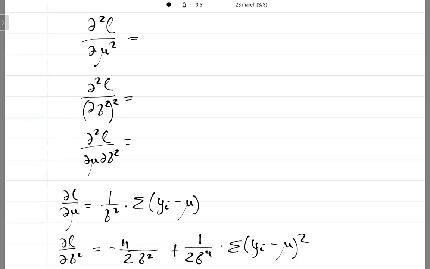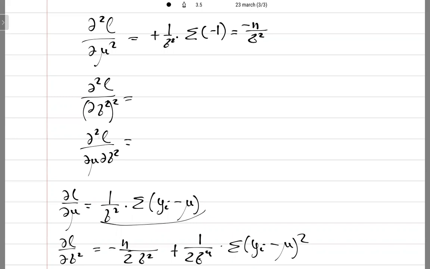What is d²L with respect to dμ twice? Minus n divided by sigma squared. If we take the derivative, we will have a minus sigma squared times the sum, and inside we will just have minus 1. And so it is n over, oops, sorry, plus, minus n over sigma squared.